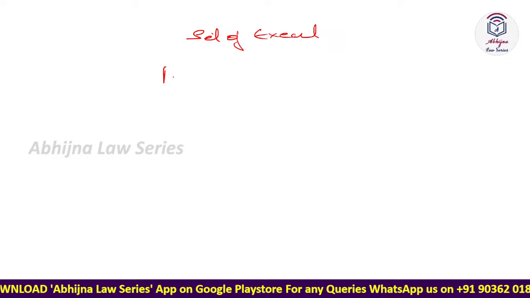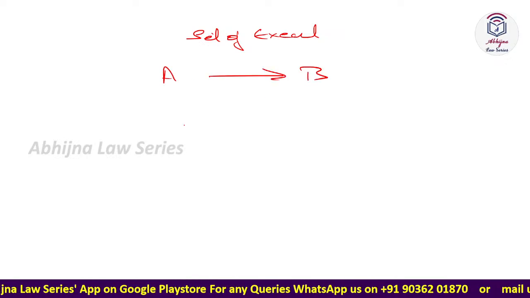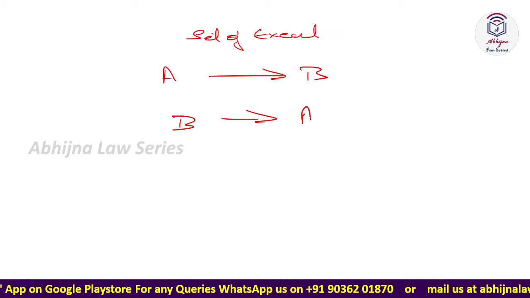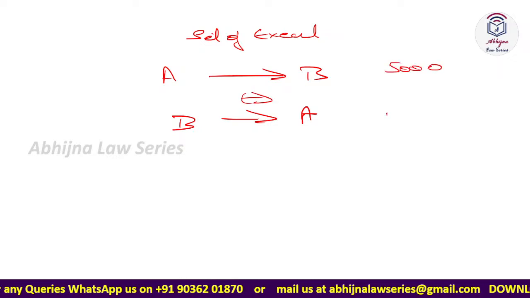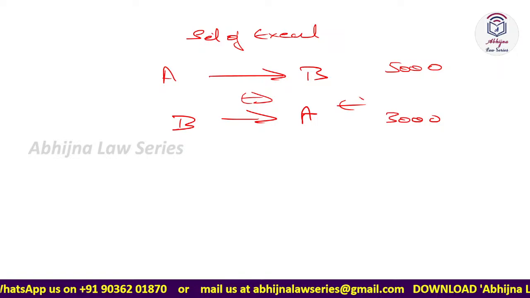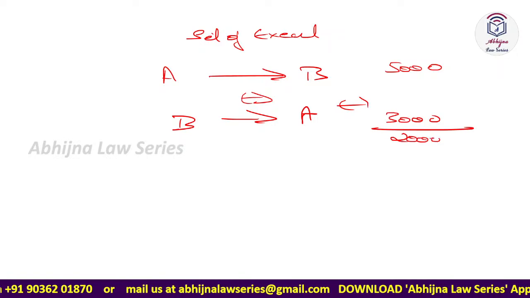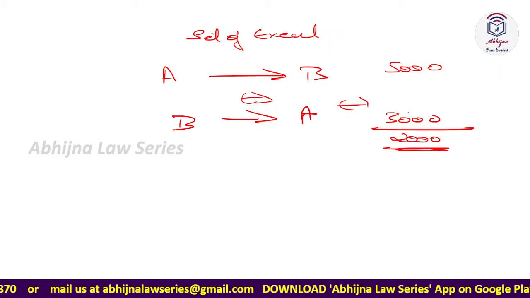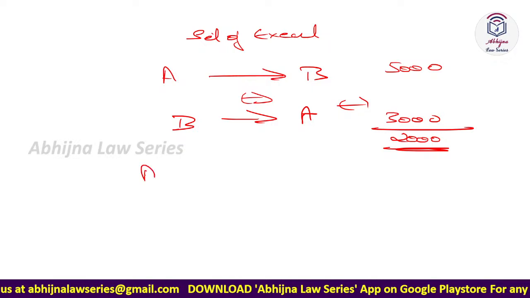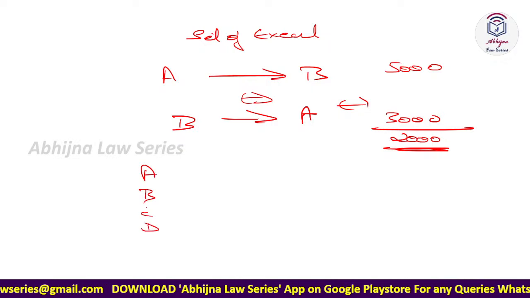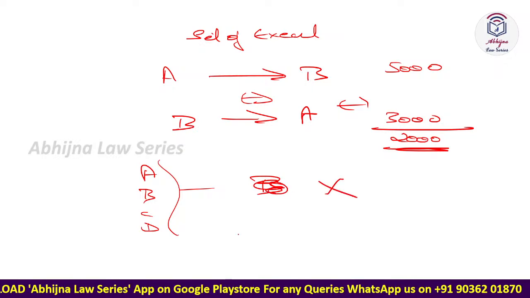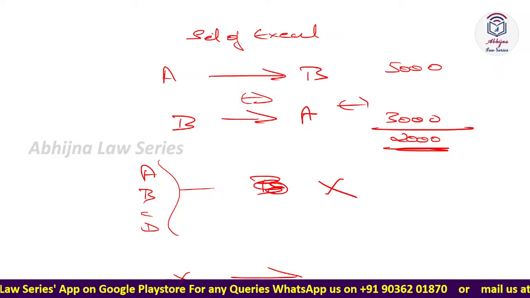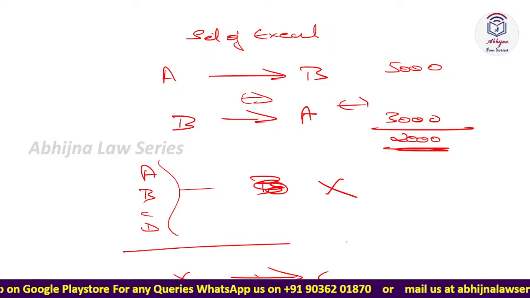Okay, so A is holding a decree against B and B is holding a decree against A. So this can be cancelled, right? If we are saying 5,000, if there is 3,000 against them, this can be cancelled and only for 2,000 execution can be done. This is set off of the cross decrees. But sometimes what happens, A, B, C, D, they have claims against X, and X has claims against C. So can this be adjusted?